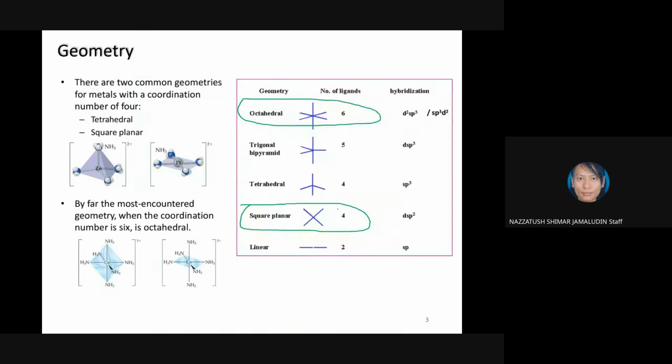Oh, by the way, hybridization. You all have to remember this. I hope that you go and revise your principles of chemistry or inorganic 1. Hybridization: for octahedral, there's d2sp3, sp3d2. For trigonal bipyramid, dsp3, and so on down to linear. We shall look into this later when we explain the various theories in coordination chemistry. You have to remember all this.